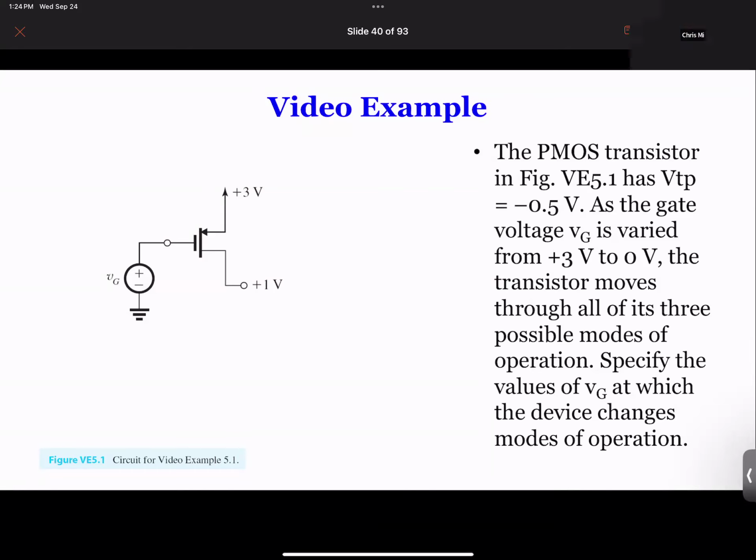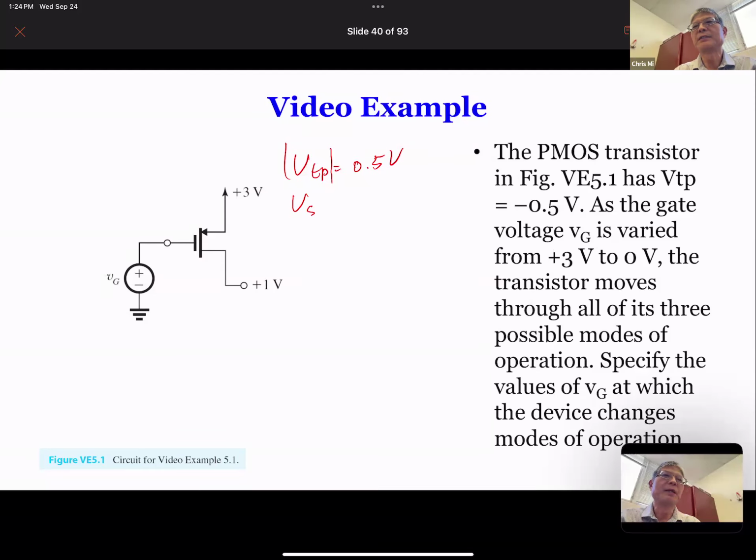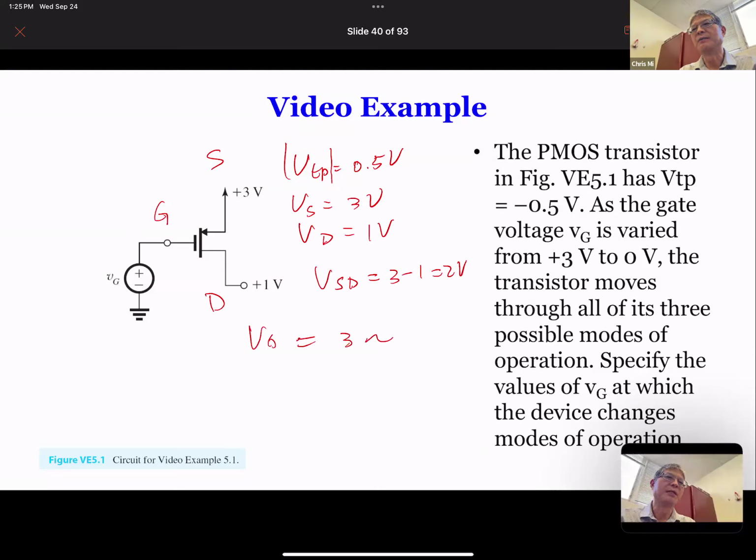Well, what this says is that the PMOS has a VTP negative 0.5. So we're going to take the absolute value, it's 0.5. And we also have VS is 3 volts. So you see the top is 3, the bottom is D, and then the left hand is G. And D is given at 1 volt, which means our VSD is 3 minus 1, which is 2 volts. So what we don't know is VG, and VG actually varies between 3 and 0 volts.